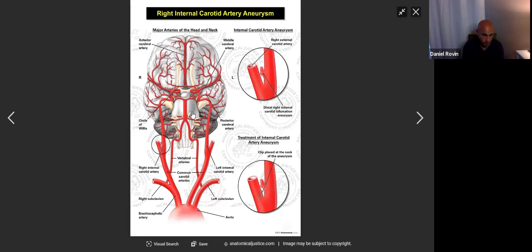So cardiovascular surgeons, especially neurovascular surgeons, get to know the pattern of blood vessels in the circle of Willis extremely well.